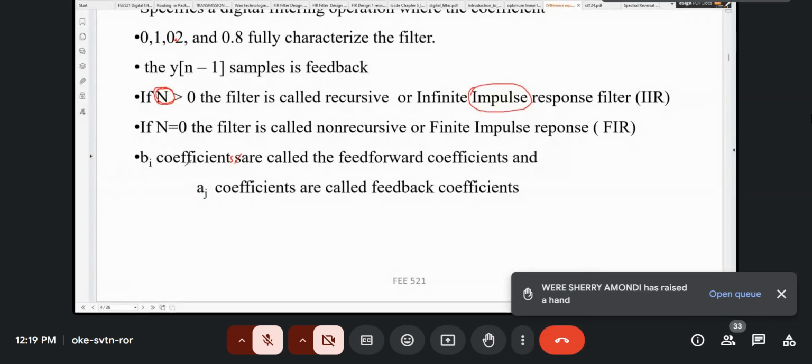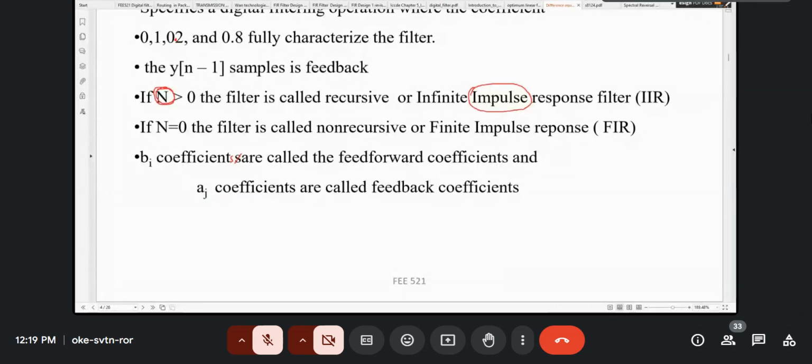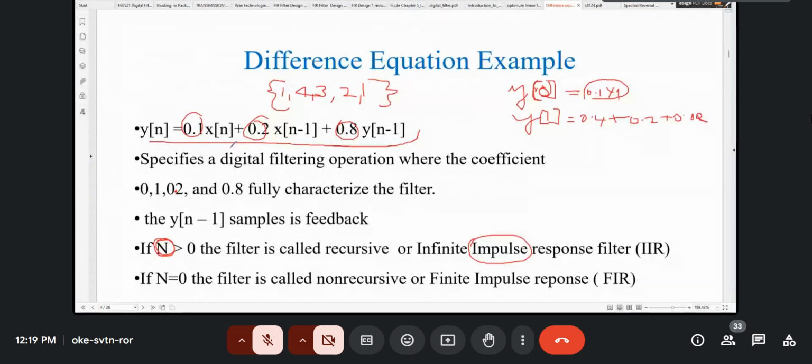So the b_i coefficients. For the coefficient b1, I mean a1, will it be 0.8 or negative 0.8? This should be negative 0.8. Okay. But we are just looking at the absolute value.